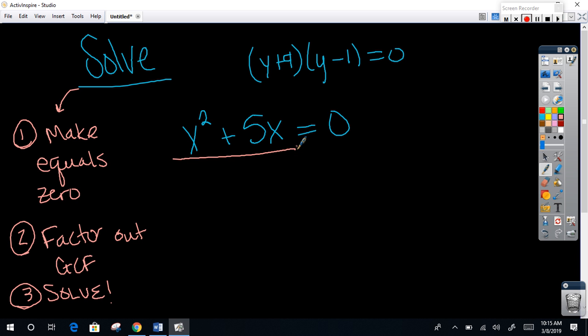All right, look at this one. It already equals 0, so step 1 is done, yes? Does it have a GCF? Yeah. What's the GCF? 1x, right? One is the greatest common factor of the coefficients, but then I could take an x away from both of them. Do we agree?